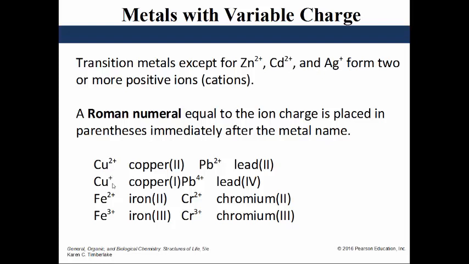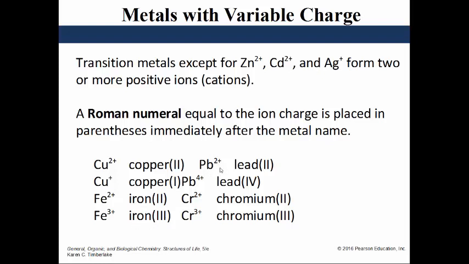So in order to name it correctly, in this example, copper with a charge of +2, you'd write the word copper and then the Roman numeral 2 right after that word. Copper with a charge of +1, you'd write the word copper and then the Roman numeral 1 just after the name. Iron is another example. It could either be +2 or +3. So iron 2, iron 3.